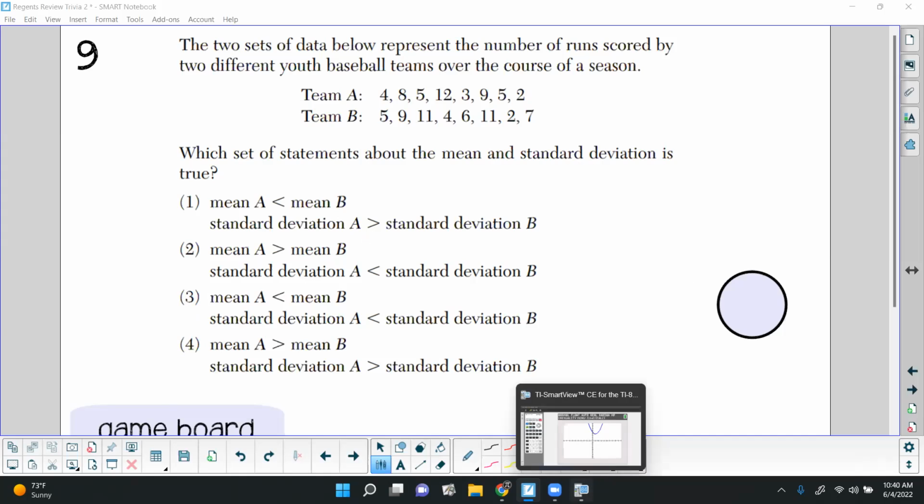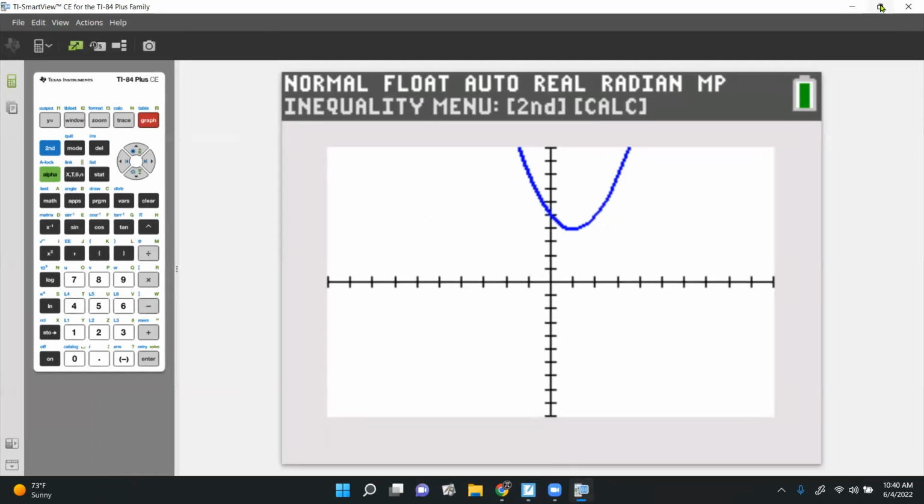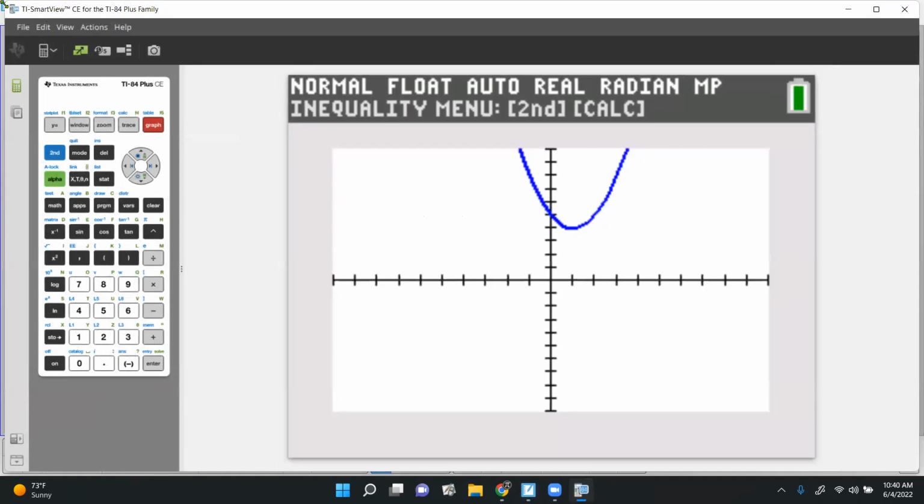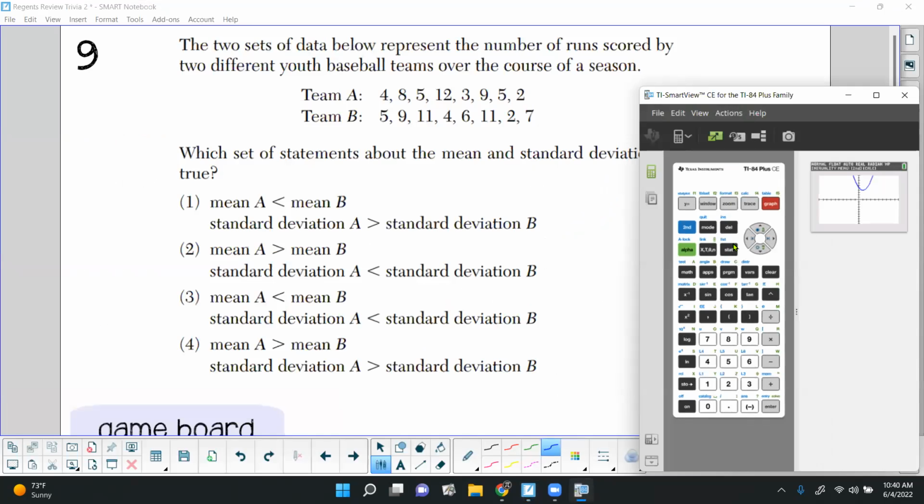Or you can open your calculator here. I'm going to shrink mine down, sorry. You can open your calculator and you could use the stat button. And you can edit that data in one list only. So I'm going to do team A in list 1. They have 4, 8, 5, 12, 3, 9, 5, 2.